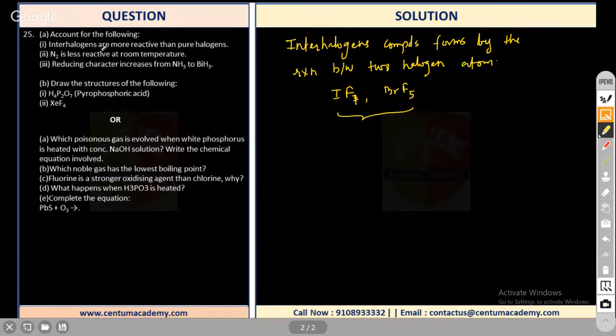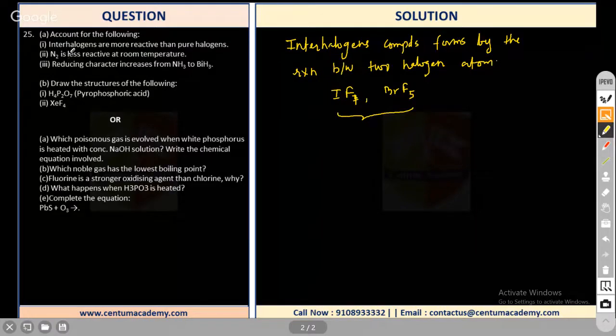Okay. Next question. N2 is less reactive at room temperature. What is the reason? Yes, right, Puvik. N2 has a triple bond. Nitrogen combines with a triple bond with the other nitrogen atom to form the N2 molecule, which has very high bond dissociation energy, and hence it is not reactive at room temperature. Yes, that is correct.